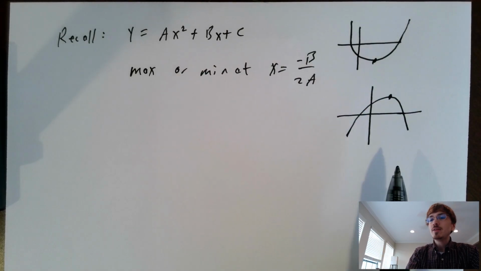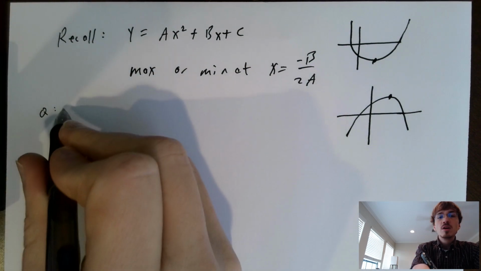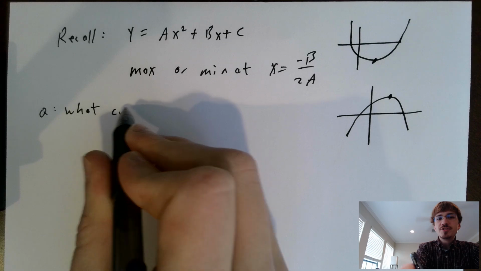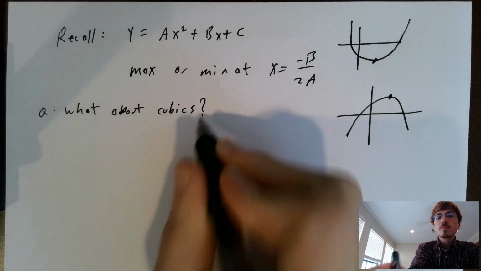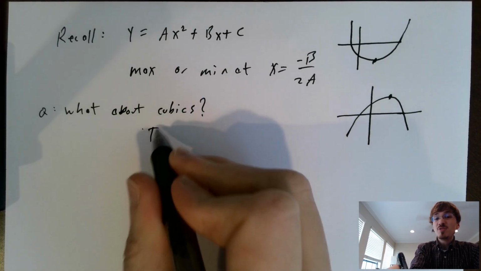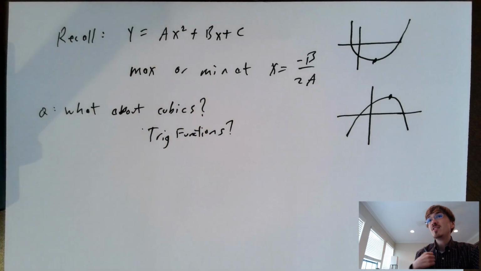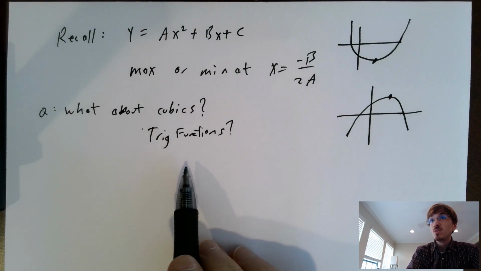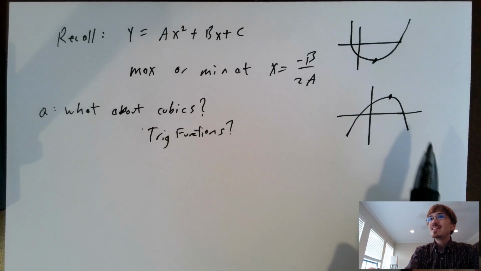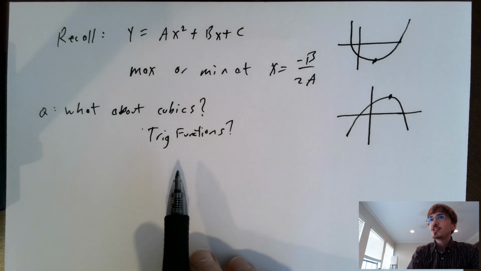So the question that we came across in foundations, if you recall, is what happens if it's not quadratic? What if it's cubic? What if it's quartic? What about trig functions? How can we find maximum values of functions that have sines and cosines and tangents? What about exponential functions? Logarithms? So we want to extend this idea of being able to find the maximum and minimum values of a function to any type of function that we like.